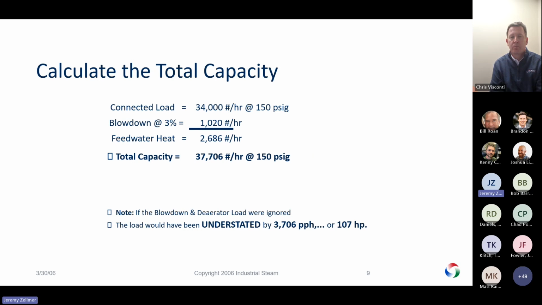Calculate the total capacity, connected load. So, 34,000 connected load at the boiler. We have a 3% blowdown rate. Total feed water heat needed to get us up to the temperature is 2,600. So then our total capacity jumps up to 37,000. If the blowdown and deaerator load were ignored, the load would have been undersized. So, there's the potential that we would undersize the boilers, not taking into calculations blowdown rate and what the deaerator would need to get that feed water temperature up.